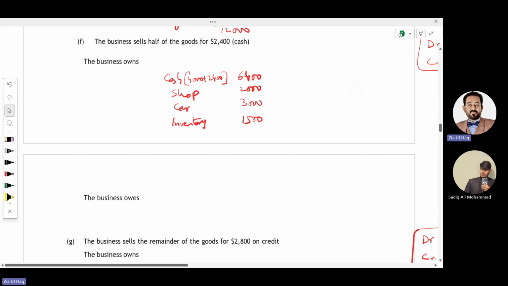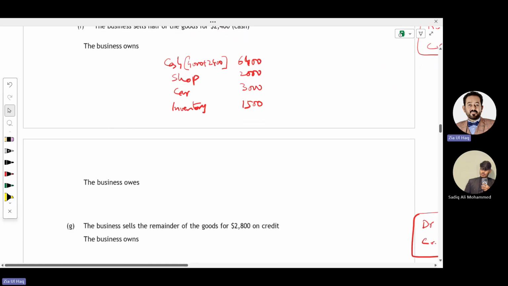Now what does the business owe? Capital and payable. So the same capital of 10,000 and payable of 2,000. How much does the business own? Can you calculate this? 0, 0, 6 plus 5, 1, and 7 plus 2, 9 plus 3, 12 plus 1, 13,100.